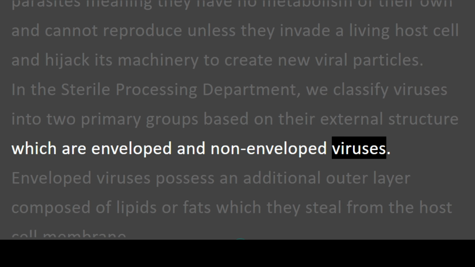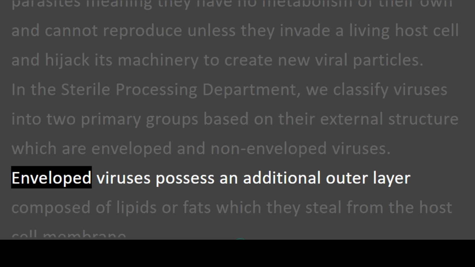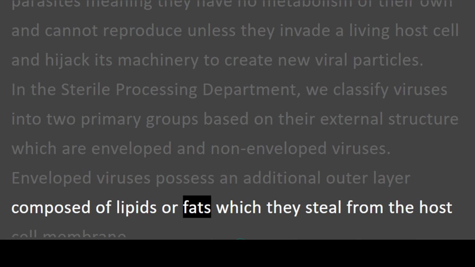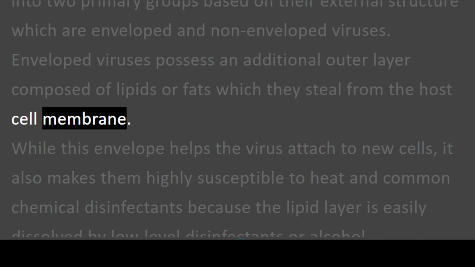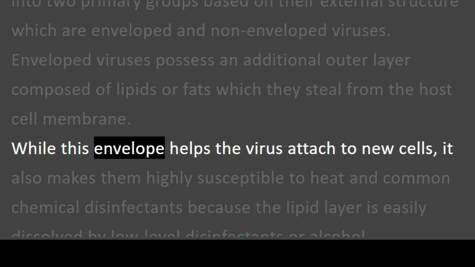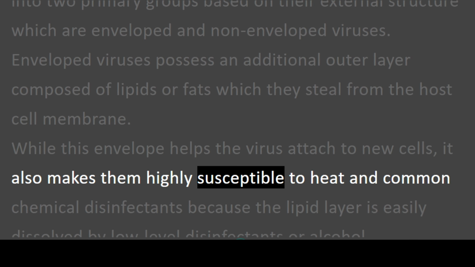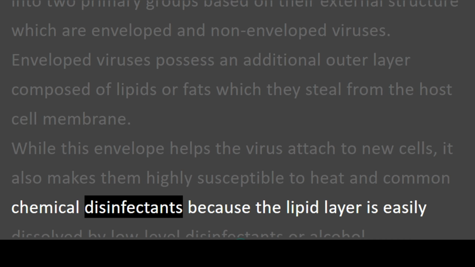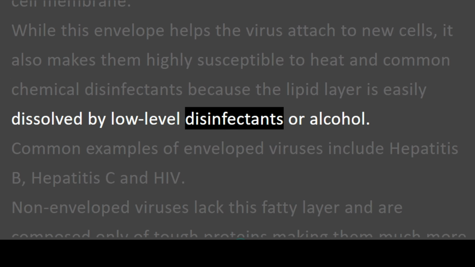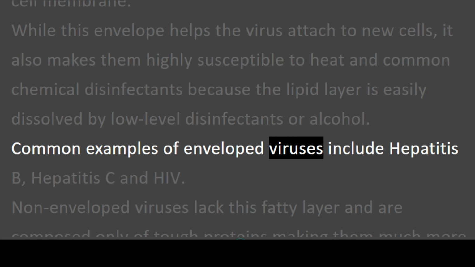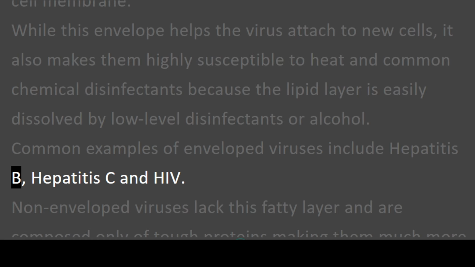enveloped and non-enveloped viruses. Enveloped viruses possess an additional outer layer composed of lipids or fats which they steal from the host cell membrane. While this envelope helps the virus attach to new cells, it also makes them highly susceptible to heat and common chemical disinfectants because the lipid layer is easily dissolved by low-level disinfectants or alcohol. Common examples of enveloped viruses include hepatitis B, hepatitis C, and HIV.